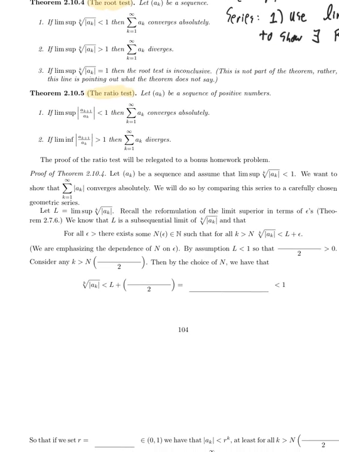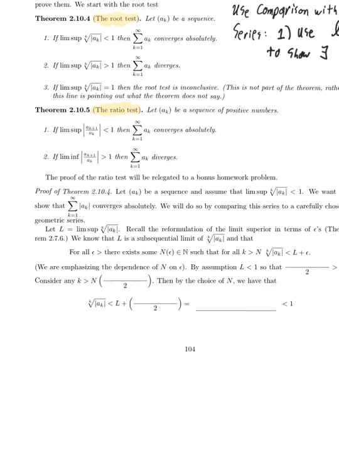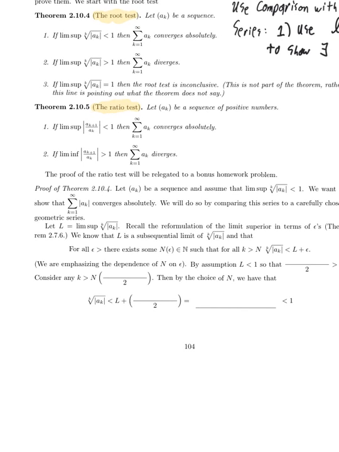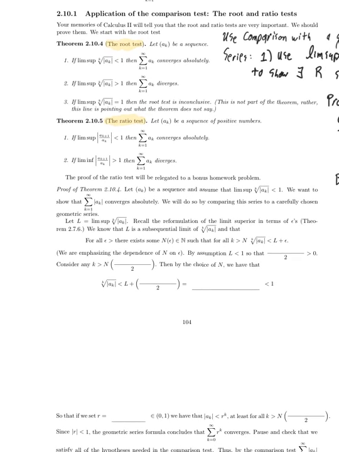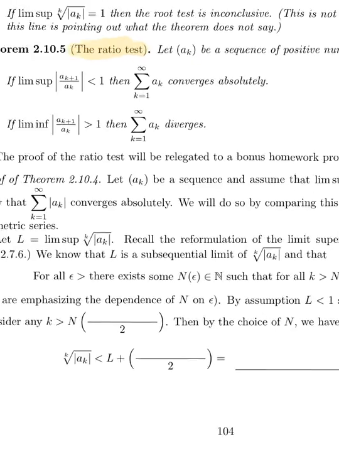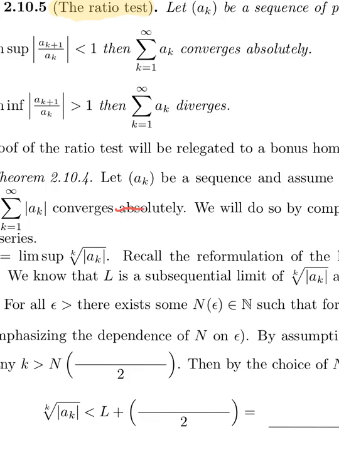So proof of theorem 2.10.4, the root test. Let a_k be a sequence, and assume that the limit superior of the sequence of kth roots of the absolute values of a_k is less than 1. So that's the assumption of part 1. There's the hypothesis. a_k is a sequence, and you get to assume this. We want to show that the series converges. I guess it already has absolute value bars in it, so this absolutely is redundant.